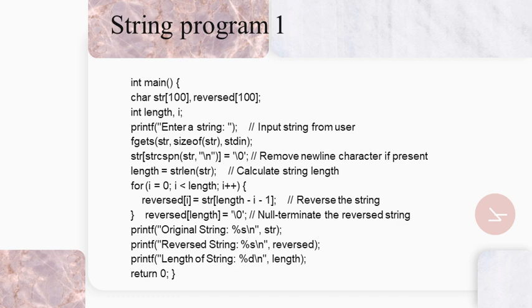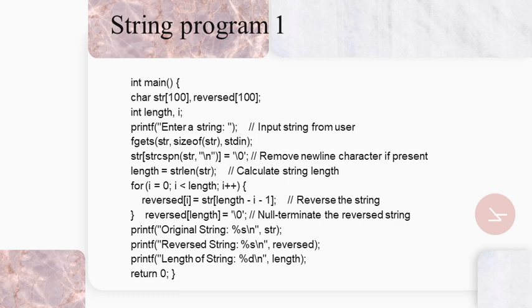Then using the strcspn function, we are checking whether there is a newline character and calculating the length of the characters in the string. And with that we get the length of the string, and using our for loop we read the string from the last position and store it in the new array.